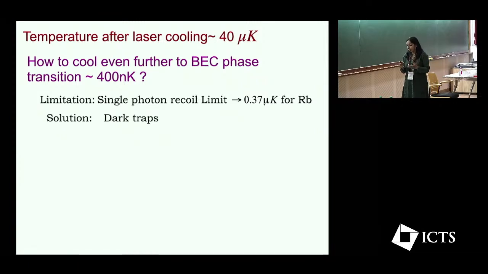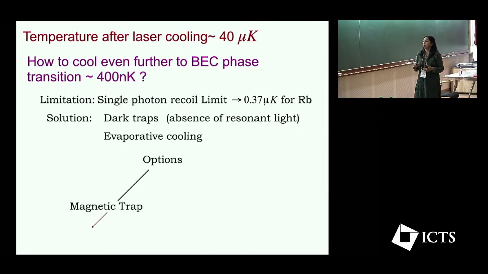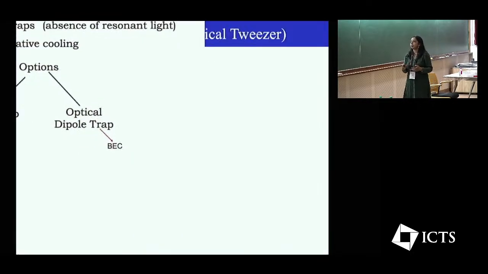So we have to resort to traps which have no photons in them, so there is no absorption of photons to heat up the atoms. We need dark traps, where there is an absence of resonant light, and do the evaporative cooling. There are two options: a magnetic trap or an optical dipole trap.